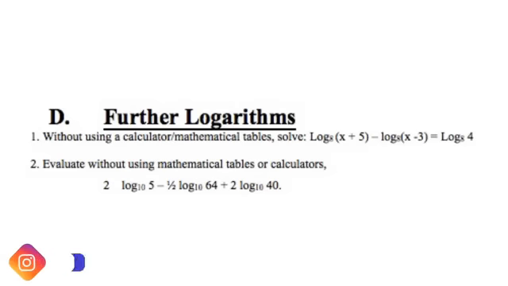Further logarithms. Without using a calculator or a mathematical table, solve log (x plus 5) to base 8 minus log (x minus 3) to base 8 equals log 4 to base 8. So when you are faced with such a challenge, number 1, you identify if the logarithms have the same bases. Here they have the same bases, which is base 8.